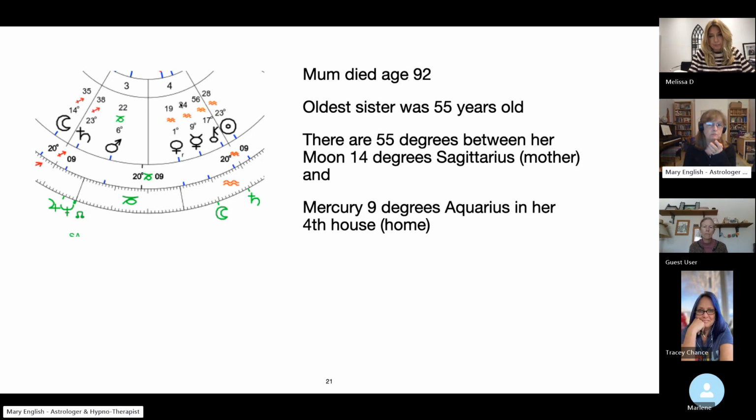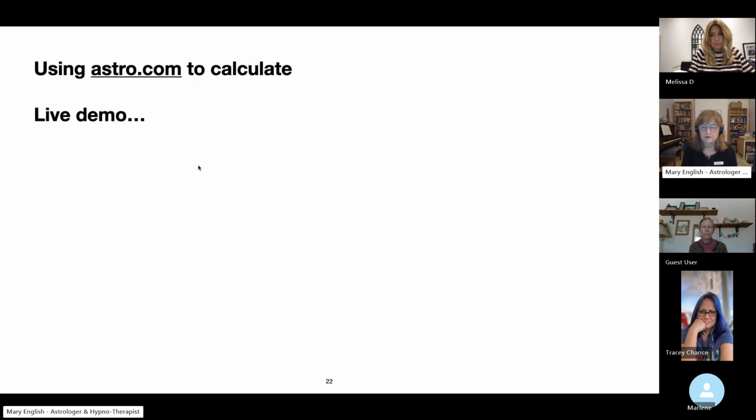This is 4th house home enrichment. But I don't talk with her anymore, because Mercury is about talking. They were both poets, by the way, but we won't go into that.